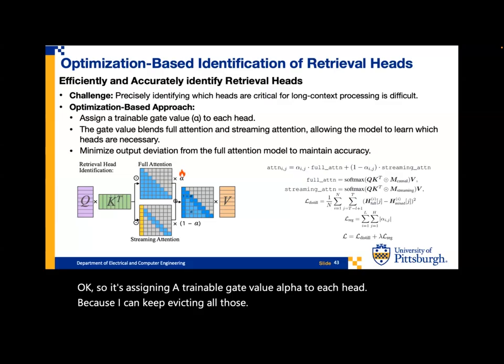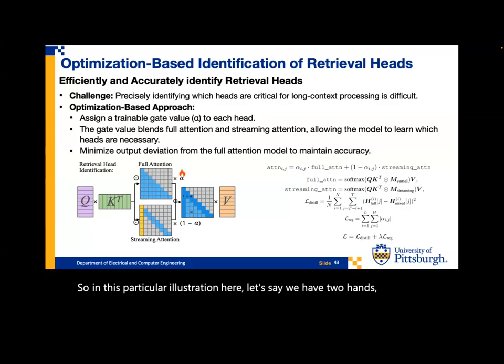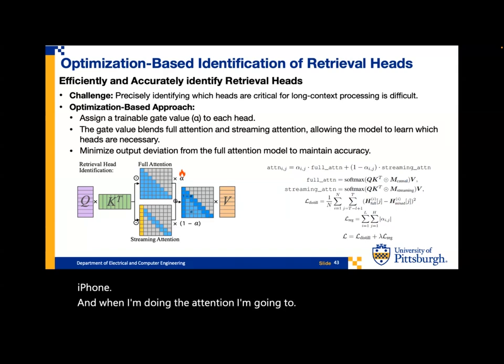So in this particular illustration, let's say we have two heads. I'm assigning alpha to one head, and the other head becomes 1 minus alpha. When I'm doing the attention, I'm going to combine these two attention heads and do the prediction. Then I'm trying to train the model to learn what the alpha value should be.